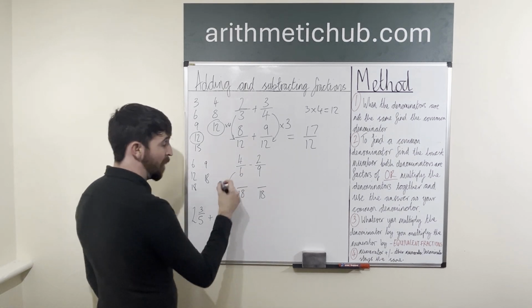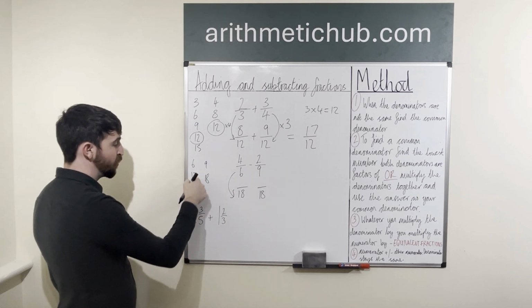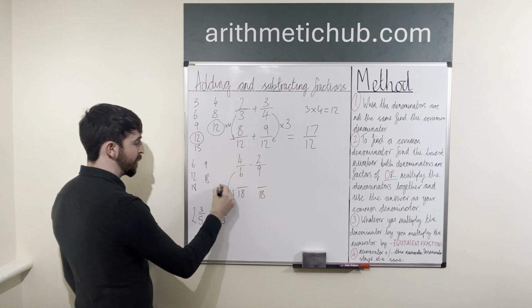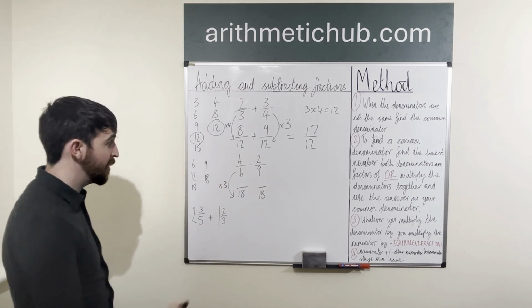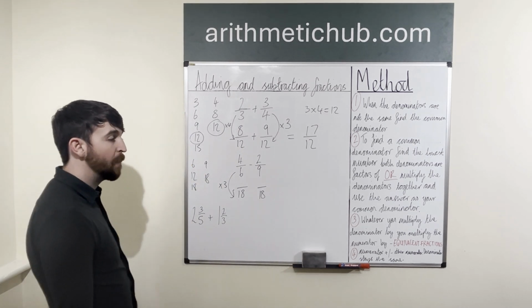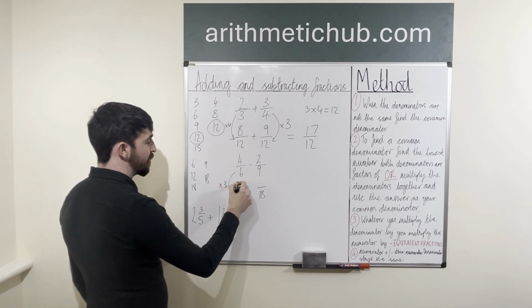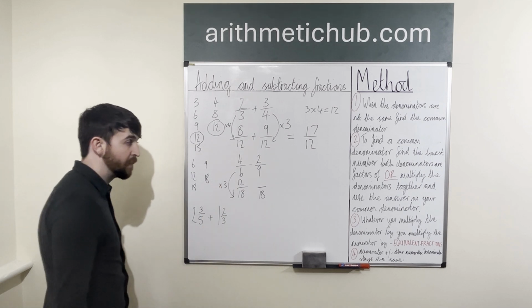Because what I would do is say, right, what have I multiplied 6 by to get to 18? 1, 2, 3. 3 lots of 6 gives me 18. So I've multiplied it by 3. As it says over here, whatever you multiply the denominator by, you multiply the numerator by. So I would do 4 times 3 is going to give me 12 over 18.